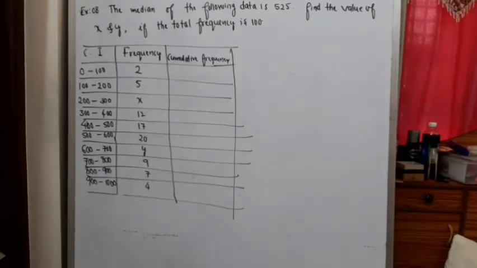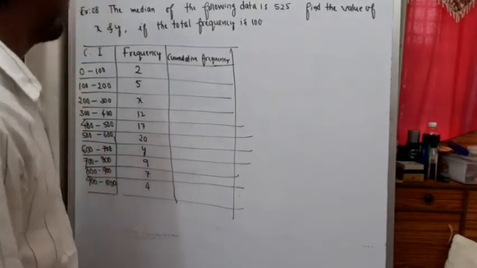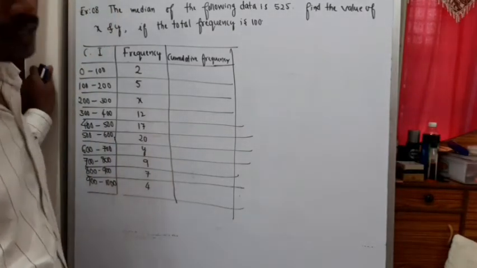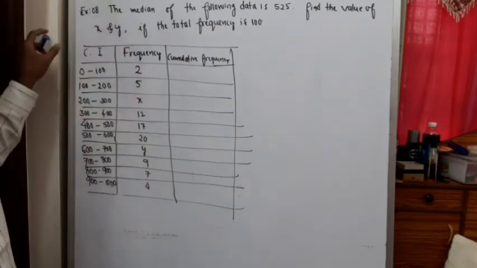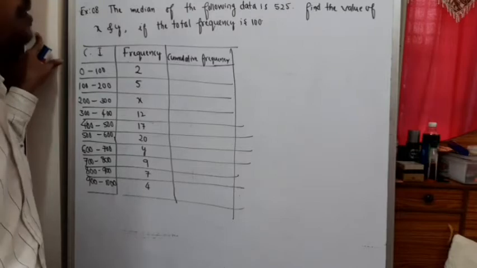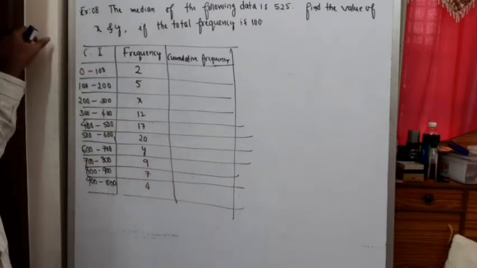Okay, 8th example. The median of the following data is 525. Find the value of x and y if the total frequency is 100. See what they have given to us. They have given the median. Already they have given the ready-made median to us. So we need to find the value of x and y if the total frequency is 100.